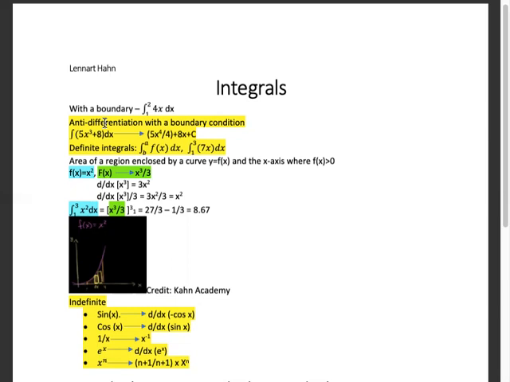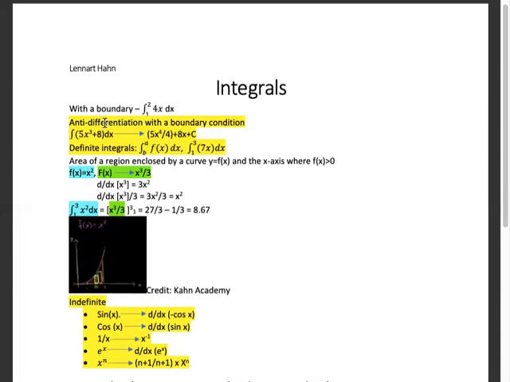The next thing is the antidifferentiation with a boundary condition. And this is really where we get into the concept of integrals essentially being the opposite of derivatives, what we had last class. And here we have the integral, this time without a boundary, of 5x cubed plus 8 dx, which turns into 5x to the fourth over 4 plus 8x plus c. And how that works, I'm going to explain now.